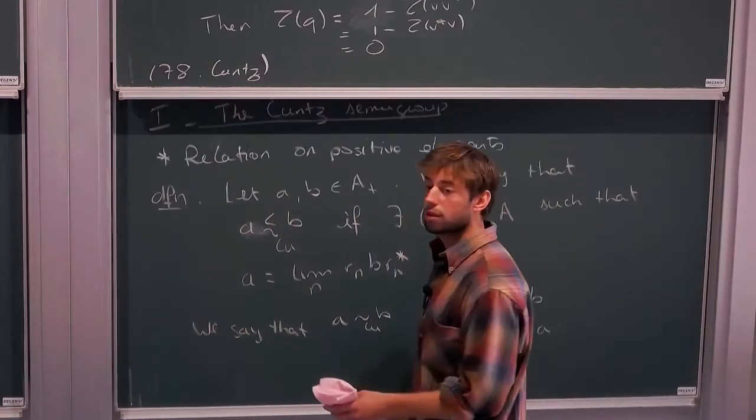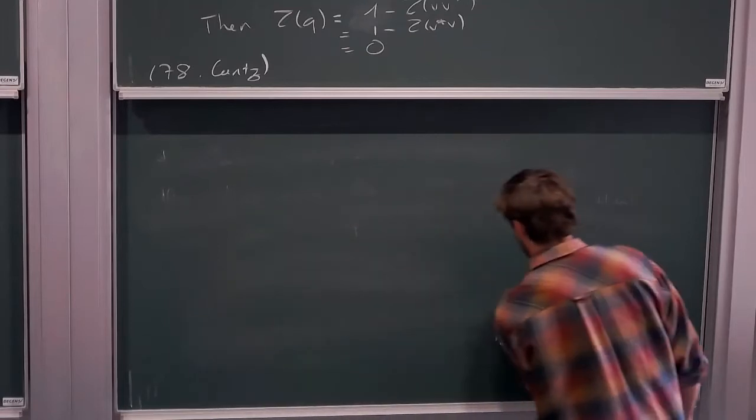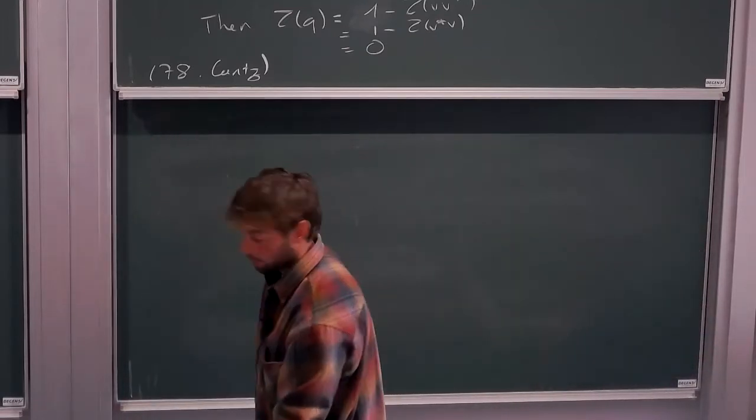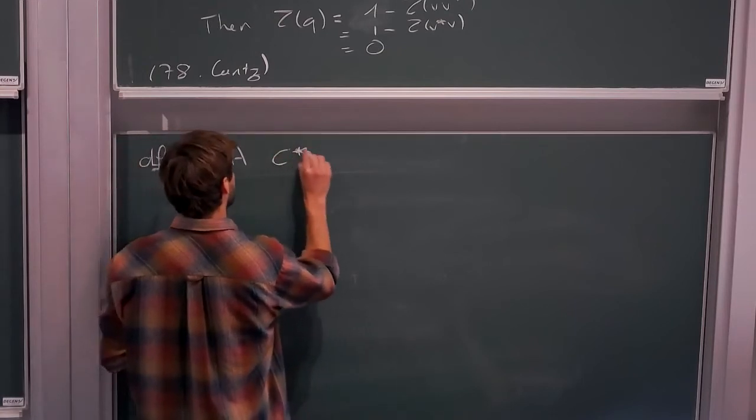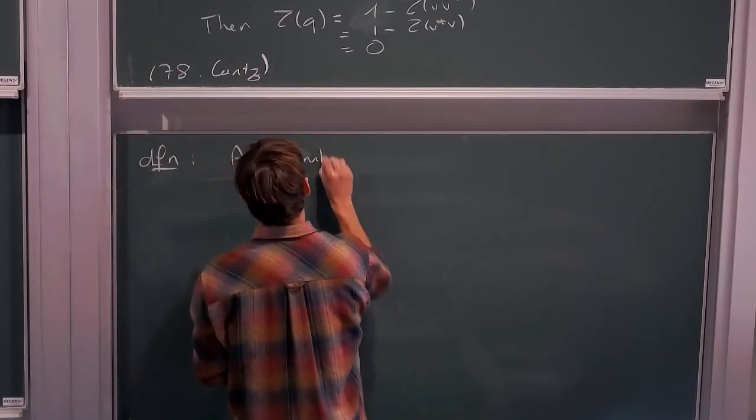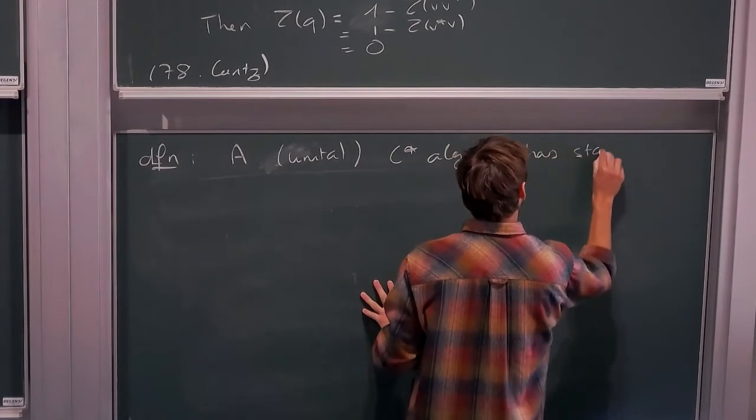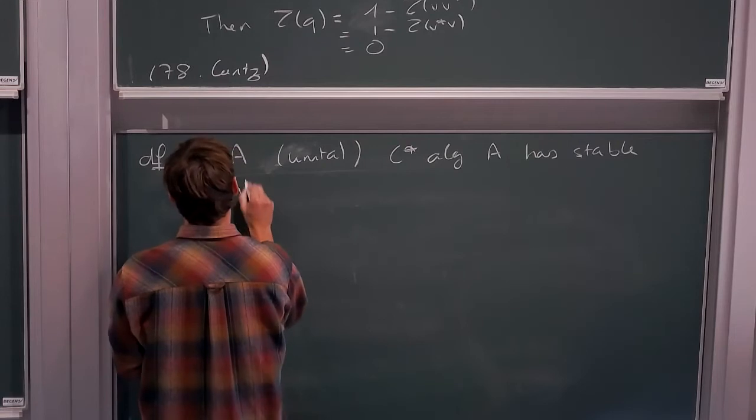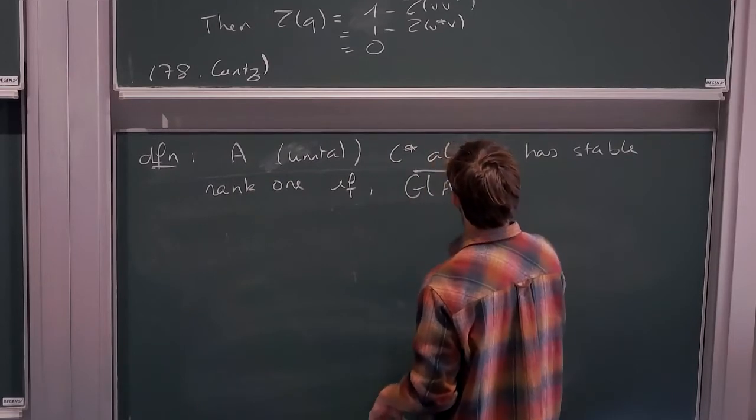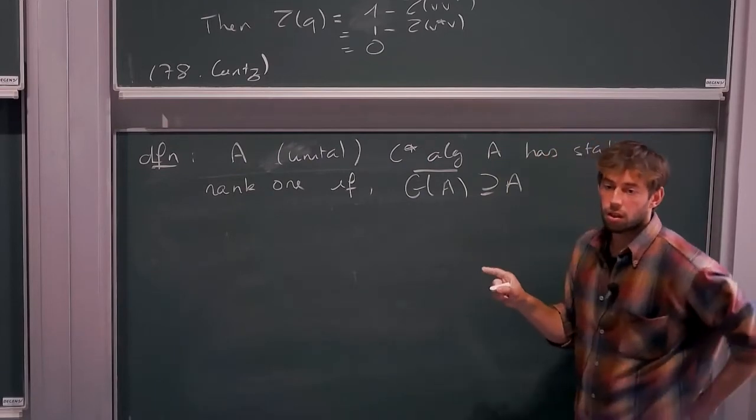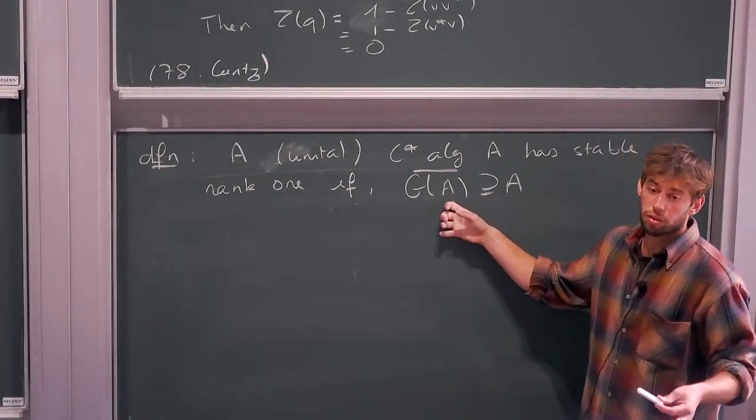So let me first recall what stable rank 1 means. A unital C*-algebra A has stable rank 1 if, basically, the set of invertible elements is dense in A, okay? So if A is not unital, the stable rank 1 is computed in the unitization of A, okay?